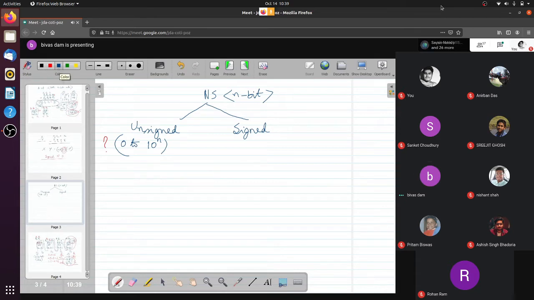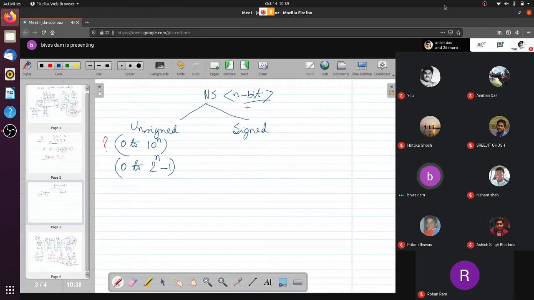Anybody else? So 2 to the power n minus 1. And the lower bound? 0. 0 to 2 to the power n minus 1. Is the minus 1 here or there? No, sir, there. Former. Fine.